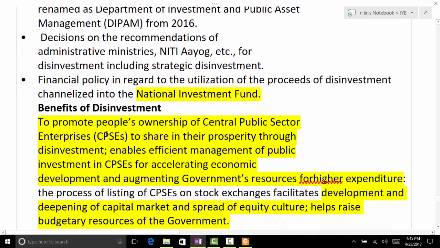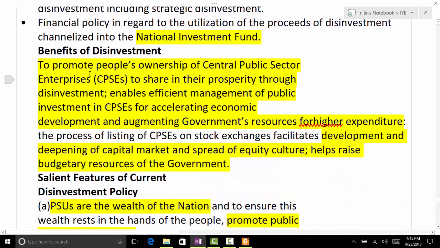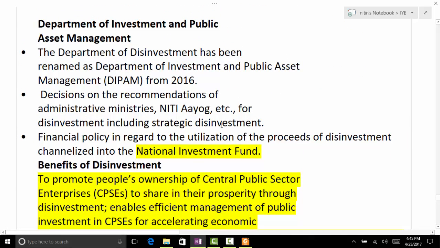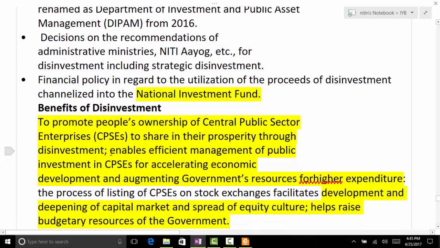Then Deepam, benefits of disinvestment. Read this highlighted part. It gives you an understanding about the benefits of disinvestment. For mains, it could be important. For PT, you can easily figure out what the benefits could be. The funds, whatever resources are mobilized by disinvestment, will be channelized into the National Investment Fund.